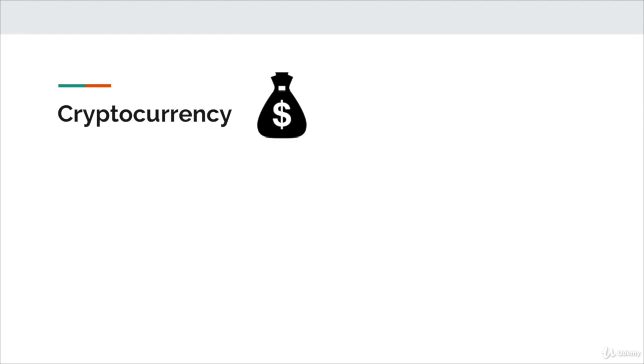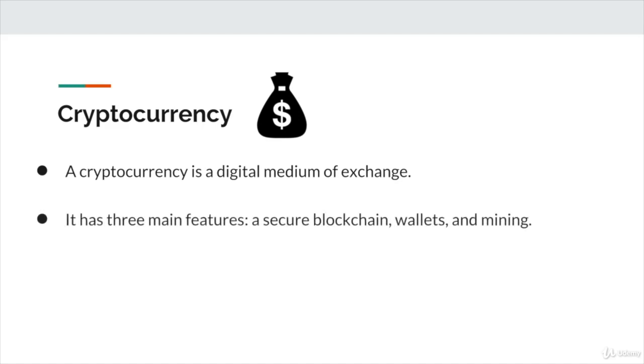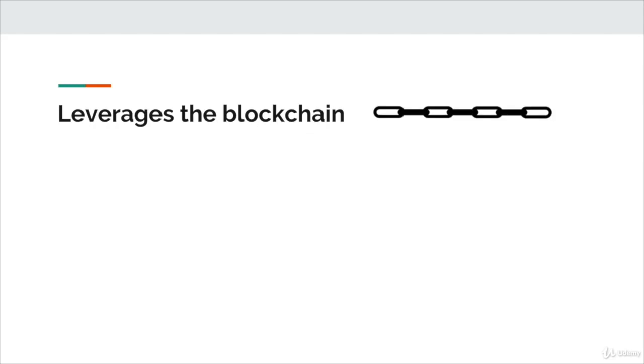A cryptocurrency itself is a digital medium of exchange. It has three main aspects. First, indeed a secure blockchain. Then it has cryptocurrency wallets. And then it also has the concept of mining. For the first aspect, the cryptocurrency leverages the blockchain. It does so in order to keep a public database of transactions that everyone has access to.